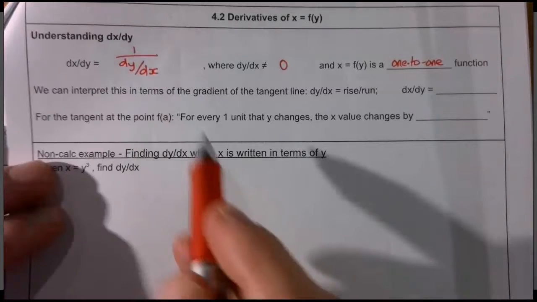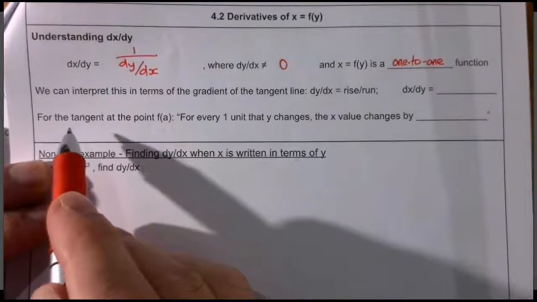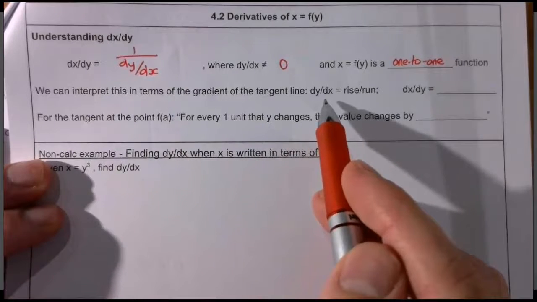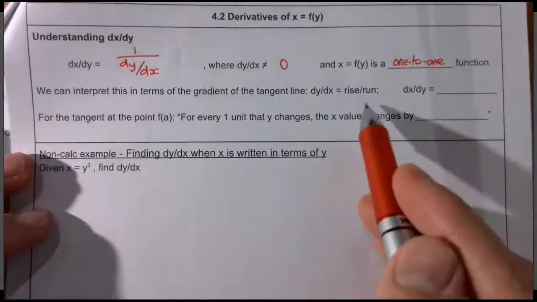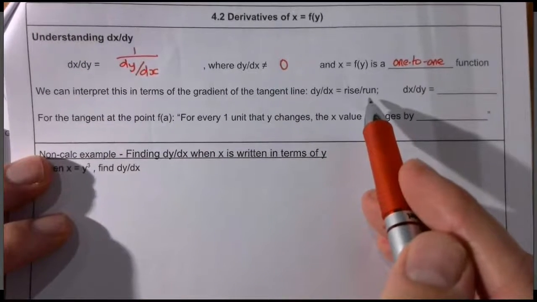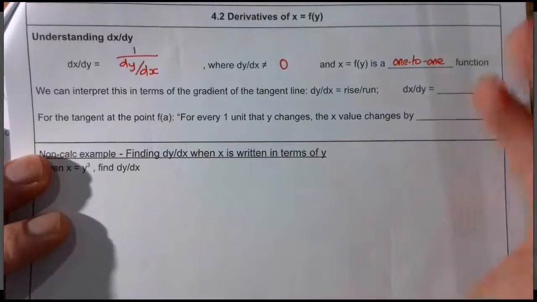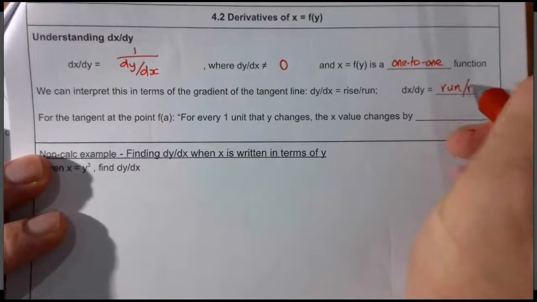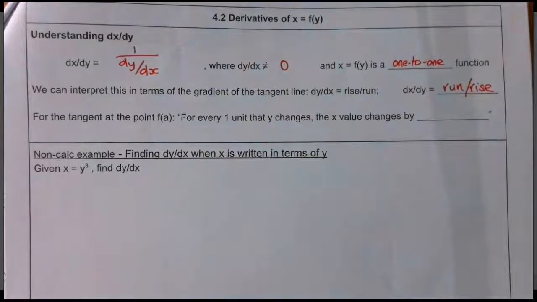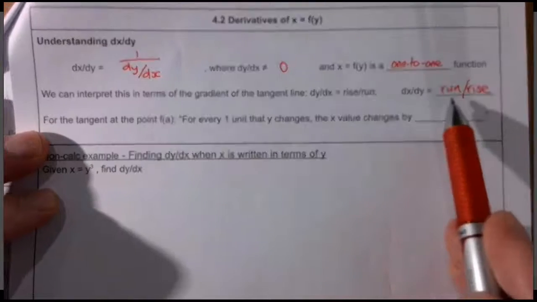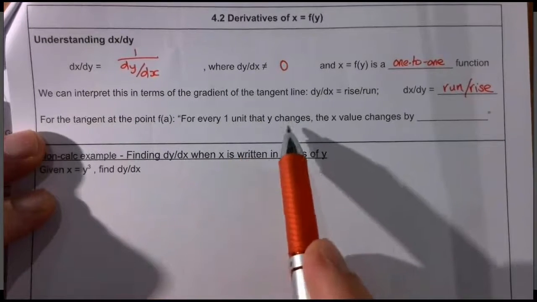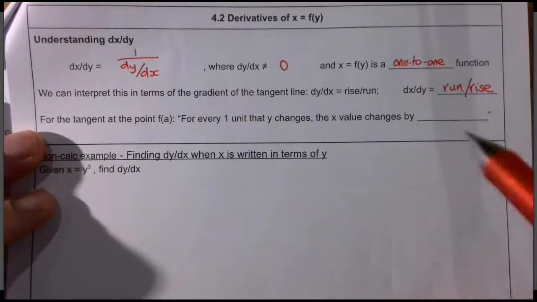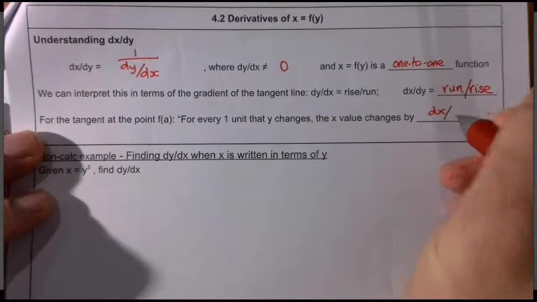Now, what does this actually mean? Well, we know one way to think about dy by dx is that it's the rise over the run. Obviously they're thinking about a straight line, but the straight line could be the tangent to a curve at that point. But if that's true, then the reciprocal would be the run over the rise. And if we think about restricting the rise to 1, what that means is dx by dy would be the run. So, in other words, for every 1 unit that y changes, that's the rise being 1, the x value changes by dx by dy.